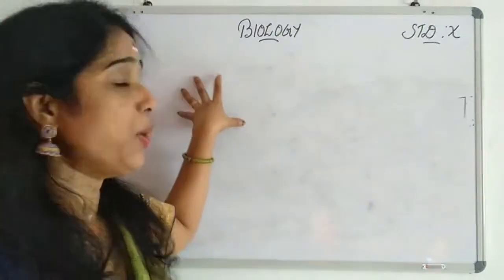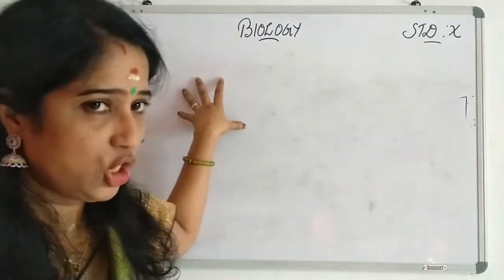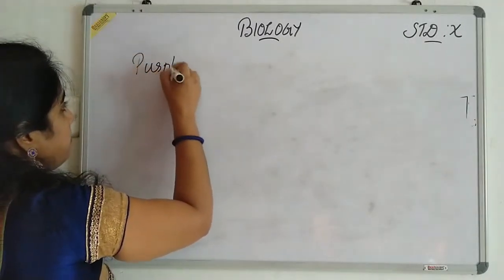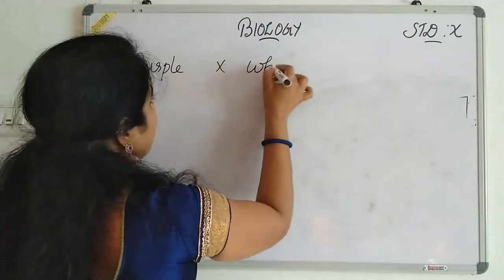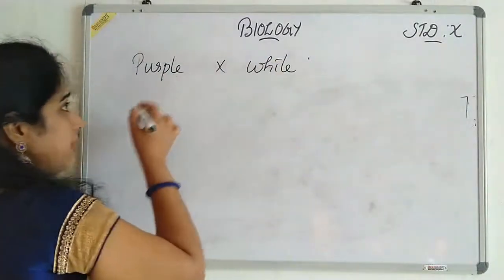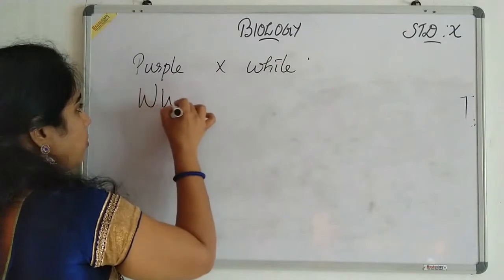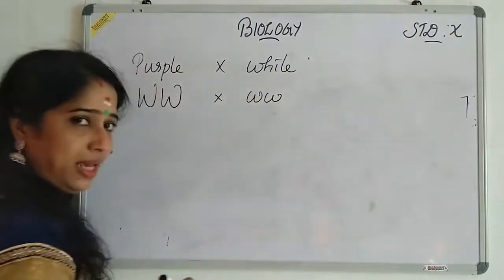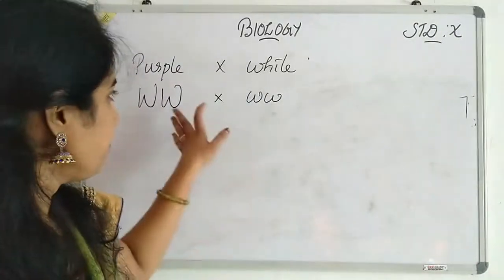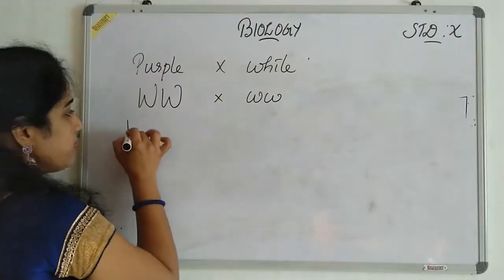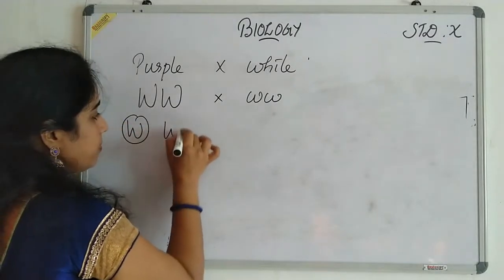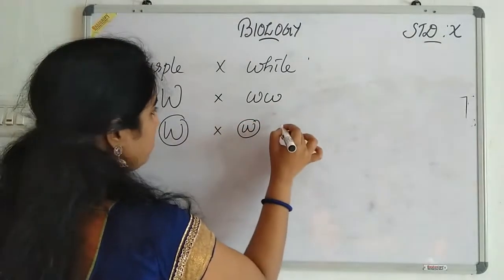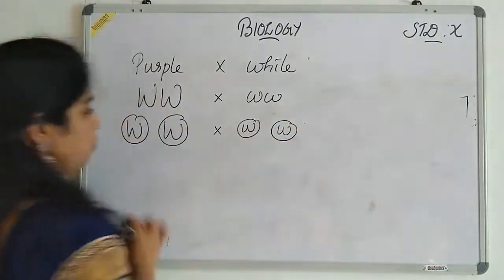So now we can do one more experiment regarding the monohybrid cross. As I told you, the color of the flower: purple, and another is white. Purple color he denoted as capital W. Just try to say along with me, then you will understand it better. So what about the gametes? Capital W, and here the gametes, small w. Next one is small w.